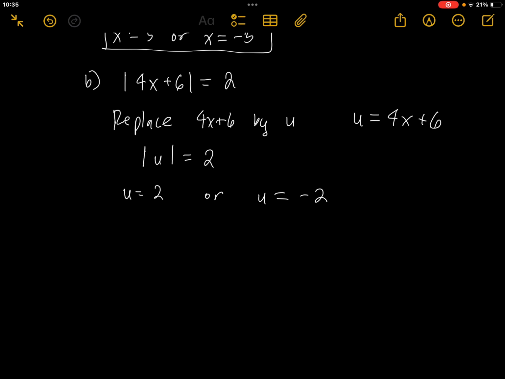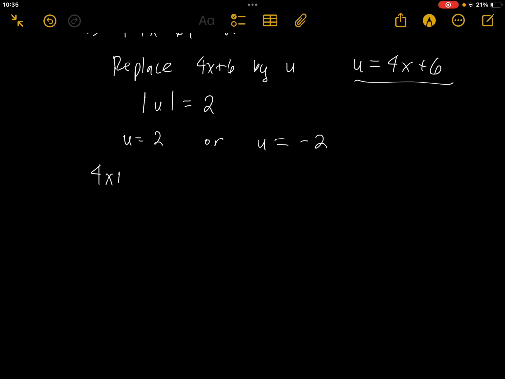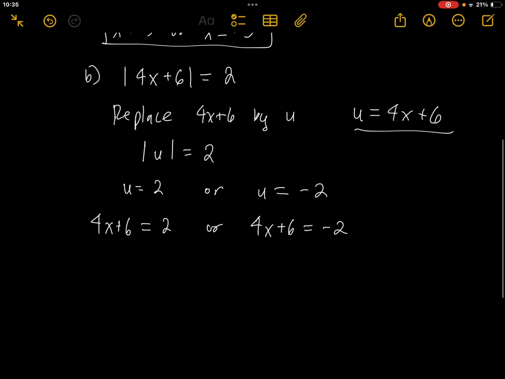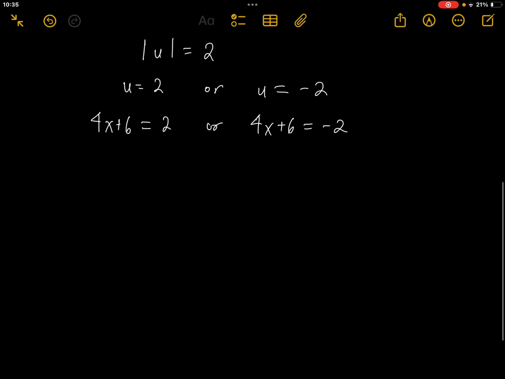Right? But u is equal to 4x plus 6. So that tells us that 4x plus 6 is 2. Or 4x plus 6 is negative 2. That's where you can conclude if the absolute value of 4x plus 6 equals 2. So now we have to figure out what x is in each of these possibilities. So in the first one, that's an or. In the first one, we can subtract 6 from both sides. So 4x is negative 4. And then what? We divide both sides by 4. So you get x is equal to negative 1.